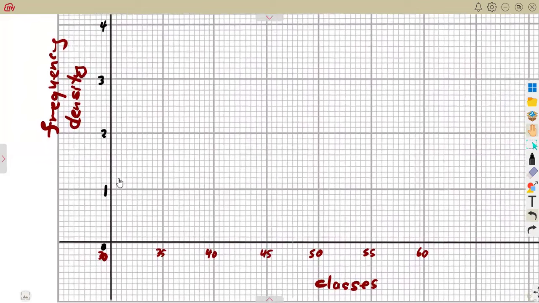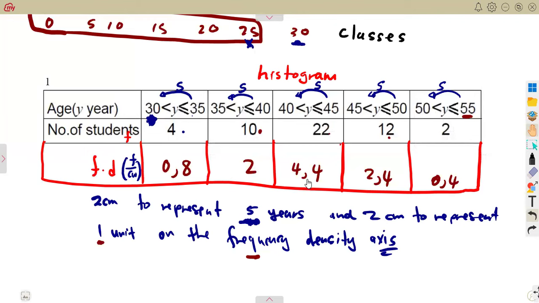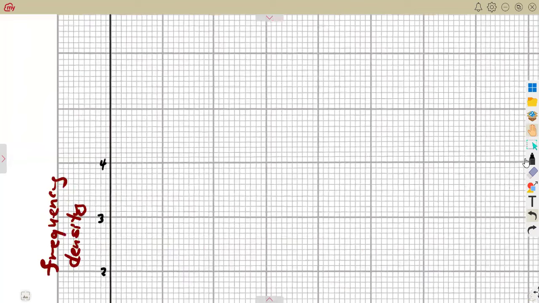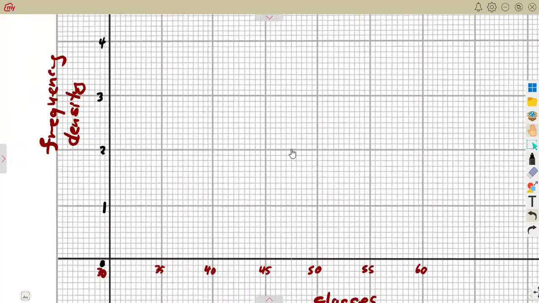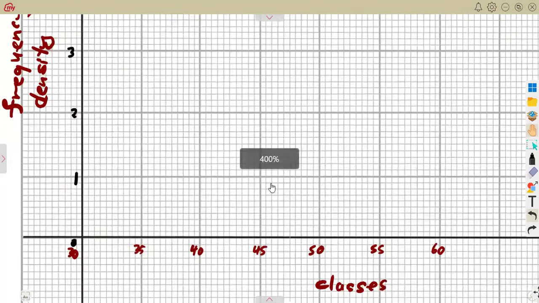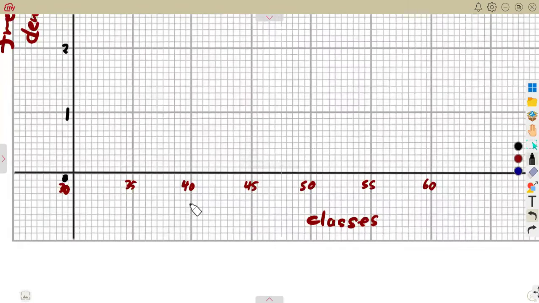All right, so let's check if we are maintaining, oh, the highest value is 4.4. The biggest value on the frequency density is 4.4. So we must get up to 5 at least for us to have 4.4. So this is it. Now you must analyze your scale according to the information. Before we start to present, let's analyze our scale.